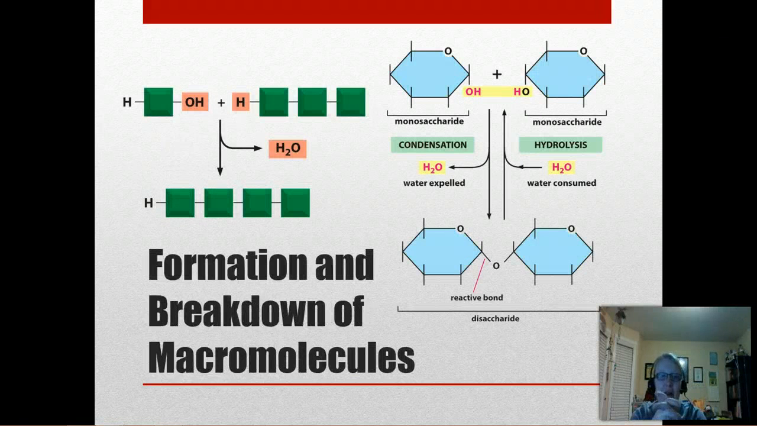So first, let's talk about how macromolecules are formed, or when they're broken down. We need to both break them down to harvest the energy from them, and we need to build them up to create structures within the cell. When we want to build a structure, we use a reaction known as condensation, where we remove the water from two monomers to create a dimer. And you can see that happening on the graphic here.